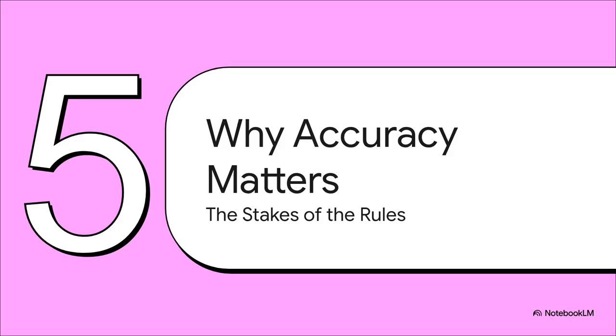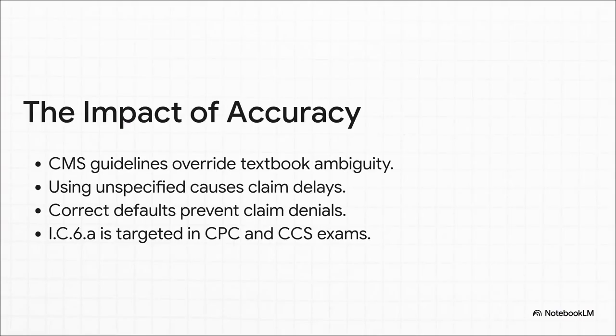All right, finally, Section 5. Why does accurate coding matter here? What are the actual stakes? Relying on the official CMS hierarchy instead of just guessing, or worse, taking the easy way out, is what separates amateur coders from true professionals. If you select an unspecified code when a side default rule actually exists, you are going to cause unnecessary claim delays and almost certain denials.